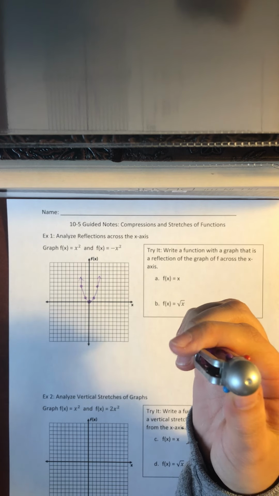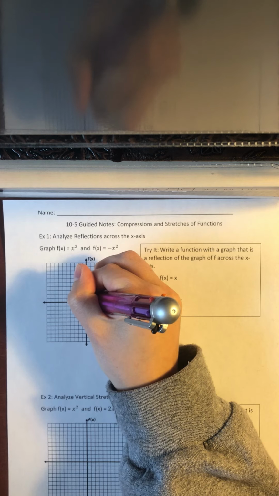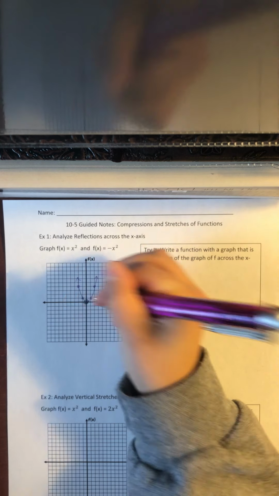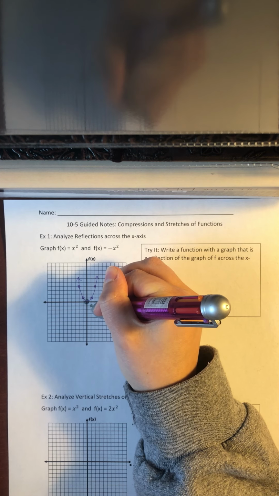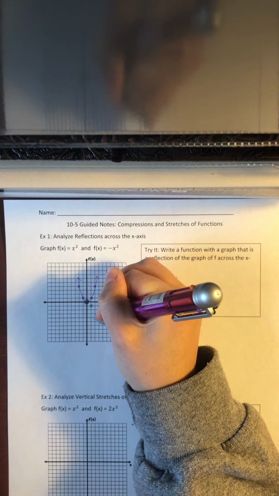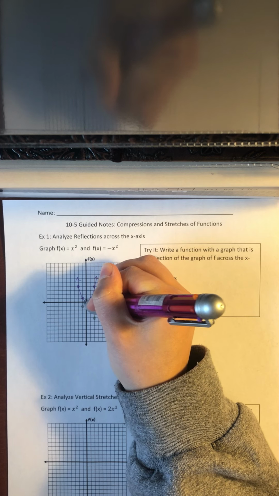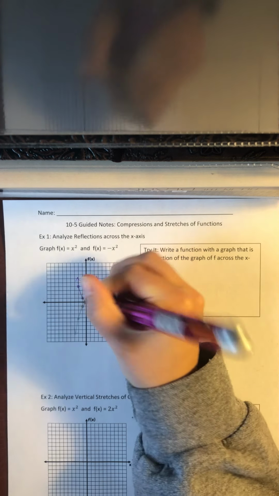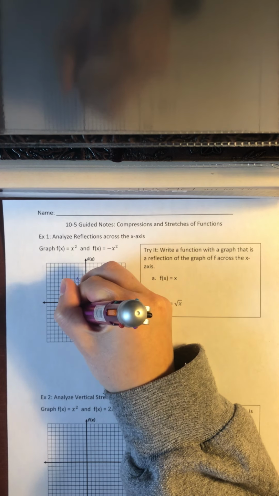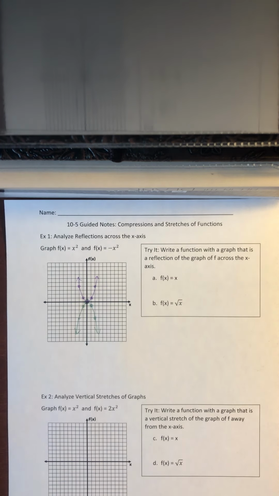So let me change to, let's go with green. So we have our first point there, and then we go down 1 over 1. Down 1, 2, 3 over 1, and then same thing in the opposite direction. And there is your parabola flipped over the x-axis. Okay, I'm not going to use green again, that looks terrible.